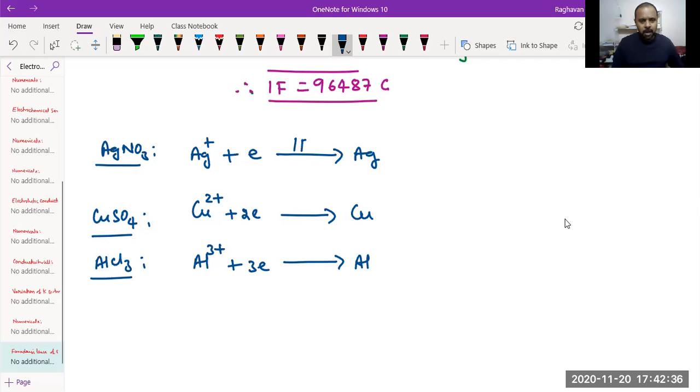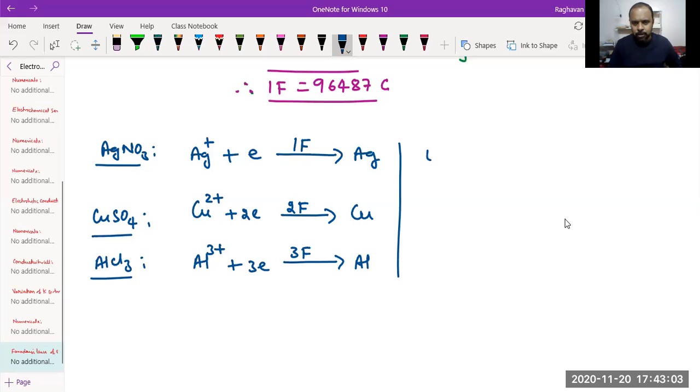I want to deposit 1 mole of copper. How many Faraday? 2 Faraday. In the case of aluminum, 3 Faraday. So for 1 mole of copper and aluminum, the quantity of electric current required is more than 1 Faraday: 2 Faraday, 3 Faraday. Then, how much is deposited by 1 Faraday?